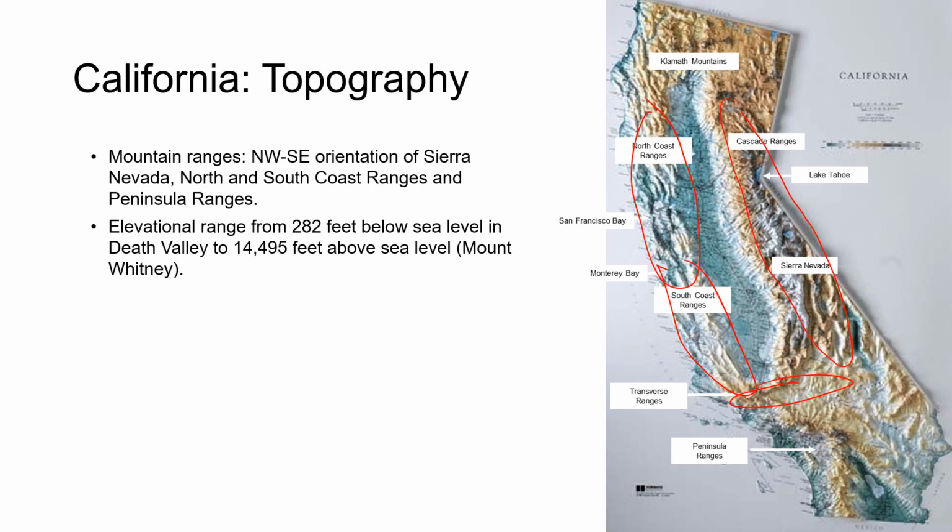There are tremendous changes in elevation from the valley floors to mountain peaks, with the state's lowest point being 282 feet below sea level in Death Valley to almost 14,500 feet above sea level at the summit of Mount Whitney.